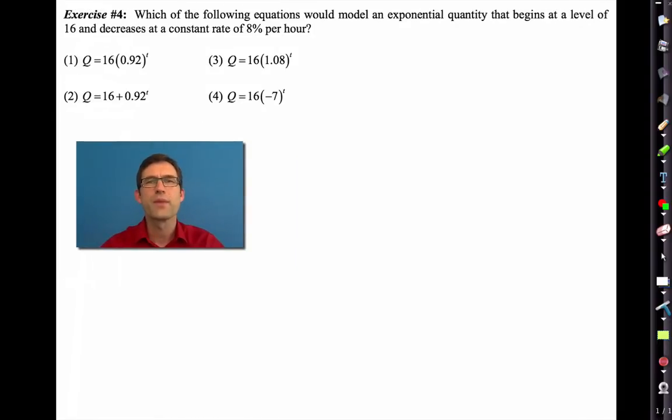Exercise 4. Which of the following equations would model an exponential quantity that begins at a level of 16 and decreases, gosh, is that an important word, at a rate of 8% per hour? So see how much you understand this with a very, hopefully, easy fluency problem. Pause the video now and think about your choices.